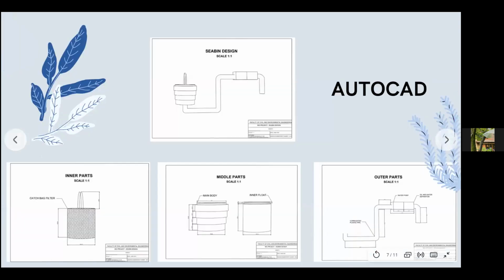So here are the components of the Seabin. First, we have the inner parts, which consist of the catch bag and its parts. The filter is made out of polypropylene, and the rest, like the frame, is made out of stainless steel.